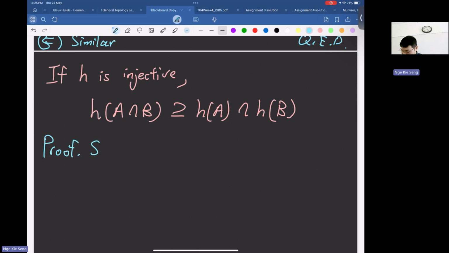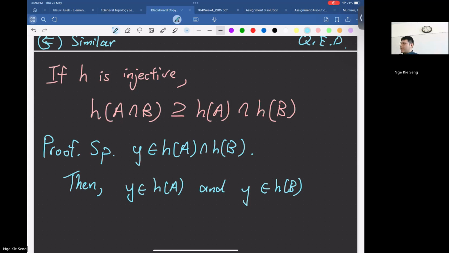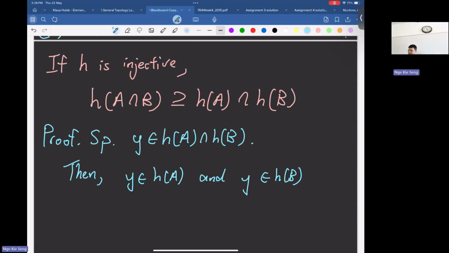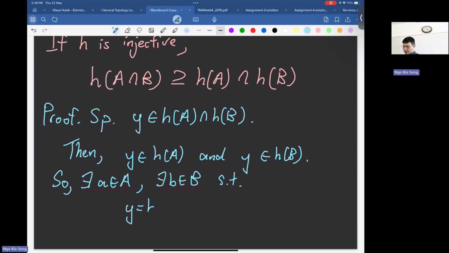Suppose y, just use y because it's the image, lives in hash A intersect hash B. This means what? This is really a midterm-like question. You should be able to write this. Then y is in hash A and y is in hash B. This is very important. Going from set theory to propositional logic is an important step. Next step, there exists some a in A and there exists some b in B such that y equals hash a and at the same time y equals hash b.